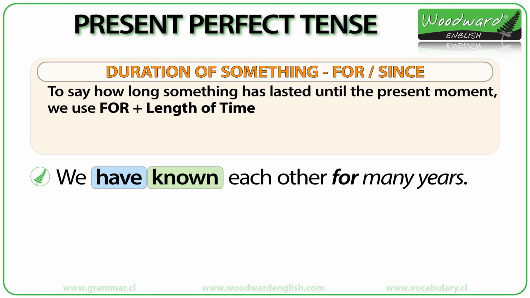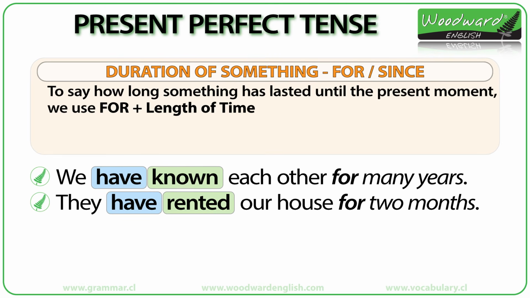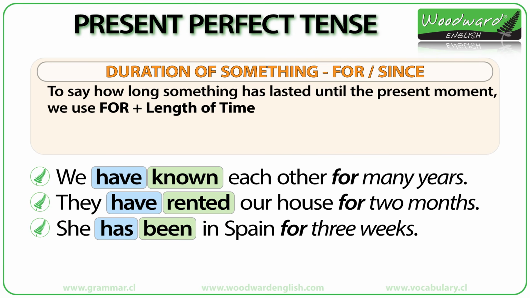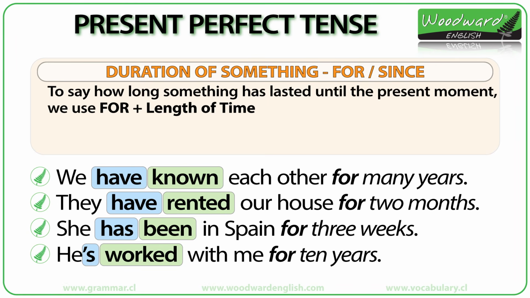Let's look at these examples. We have known each other for many years. They have rented our house for 2 months. She has been in Spain for 3 weeks. He's worked with me for 10 years. Notice how all of these sentences have for plus a length of time.